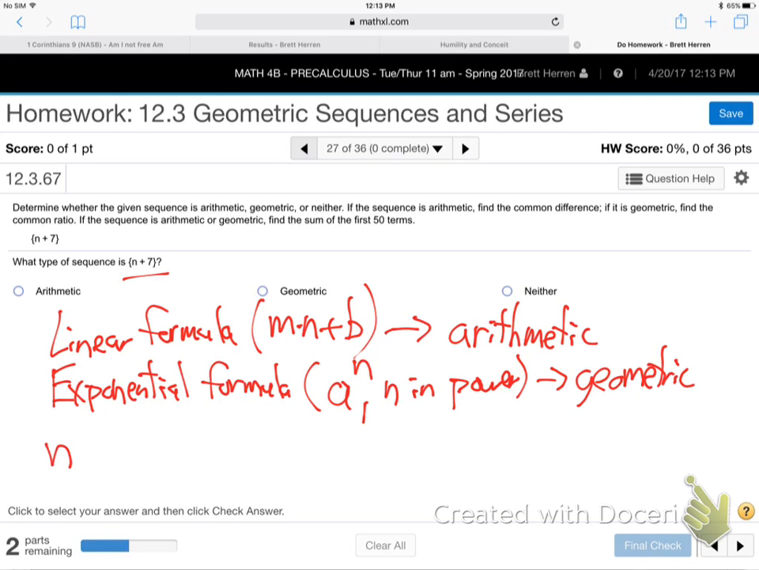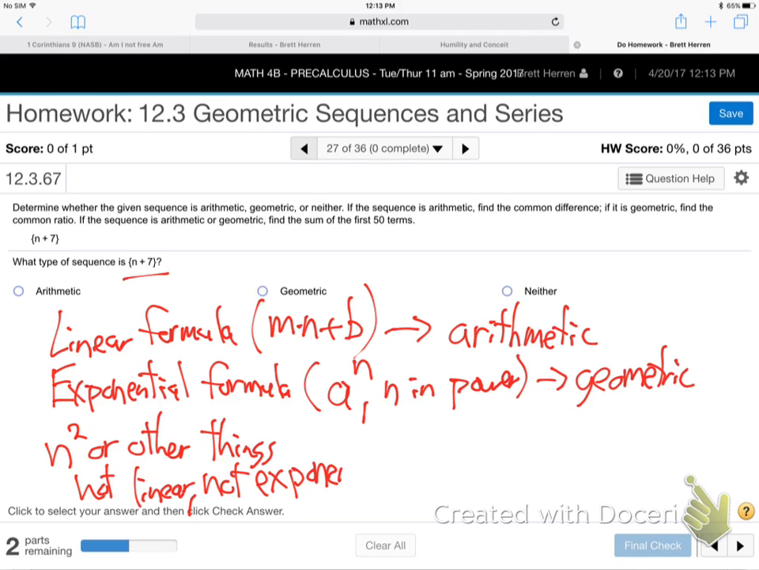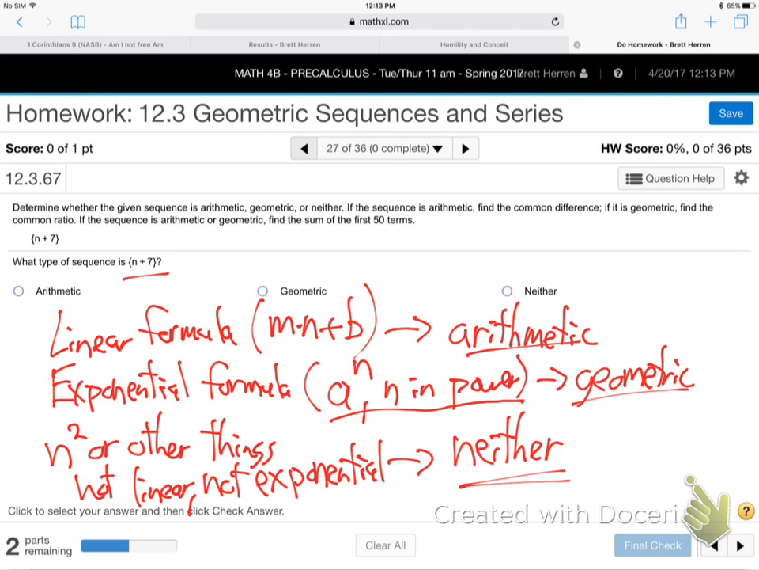And if it's n squared or other things, not linear, not exponential, that's going to be neither. So there we have the 3 rules. If it's a linear formula, it's arithmetic. If it's an exponential formula, meaning n in power, then it's geometric. And if it's n squared or other things, not linear and not exponential, then it's neither.